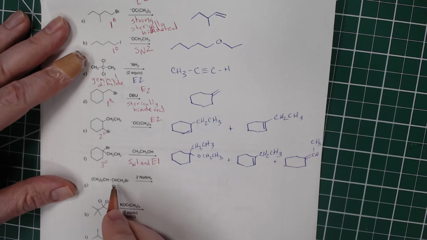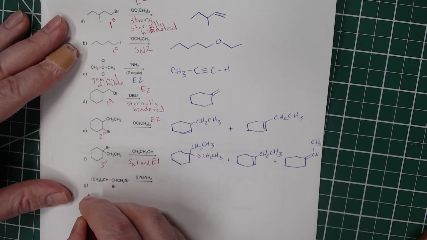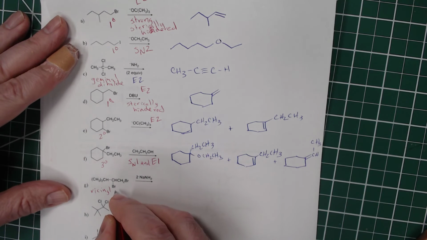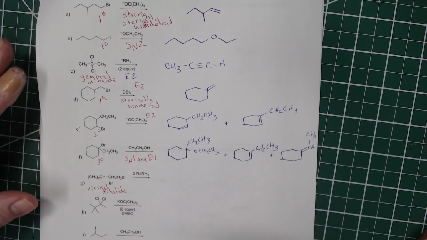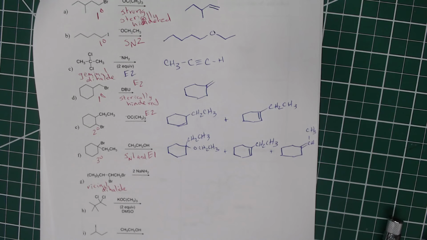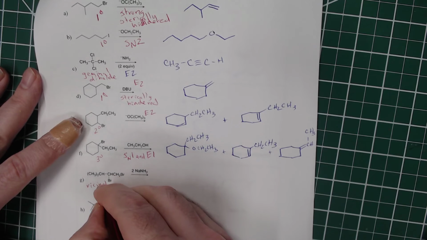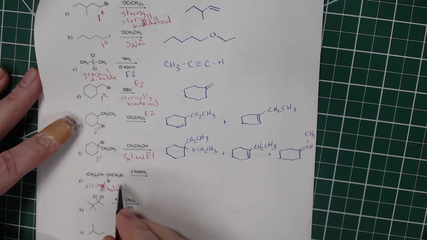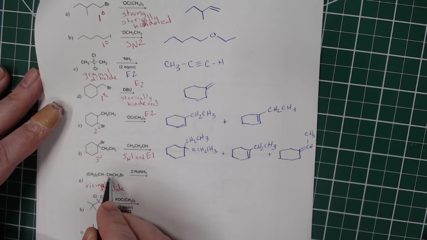All right, so here we have a vicinal dihalide. And I just realized I spelled vicinal wrong. It's with an A-L, not a Y-L there. All right, so we've got a vicinal dihalide, and we're going to do a double elimination between these two.